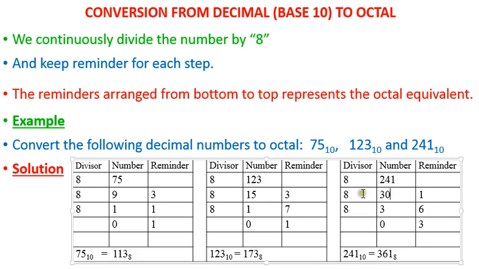Then we'll say this 30 divided by 8, it will enter 3 times, 3 point something if you use calculator. Now just say 3 times 8, it will give you 24. If you take 24 out of 30, the remainder should be 6. Now this 3 divided by 8, we know 8 cannot enter 3. Therefore our answer should be 0, but the 3 itself is our remainder. And if you combine them from bottom to the top, you have 361 base 8, which is equivalent to 241 base 10.